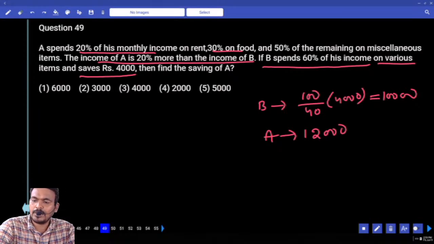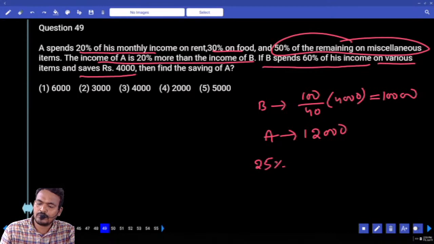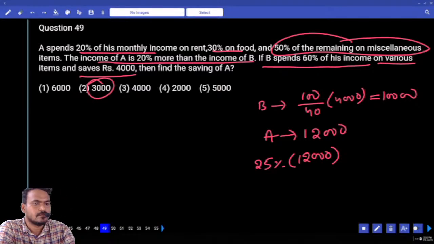50%. Of that 50%, how much percent is spent? 50%. What is 50% of 50%? 25. Out of 50, 25 is complete. What is the remaining? 25. That 25 is the savings. Then we require 25% of which one? 12,000. 25% of 12,000 means what is the answer? 3,000.